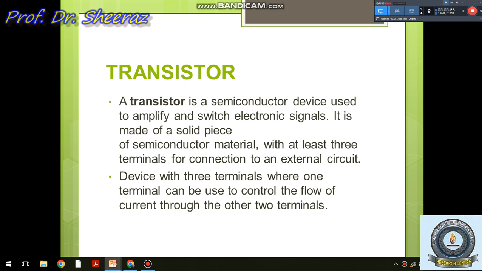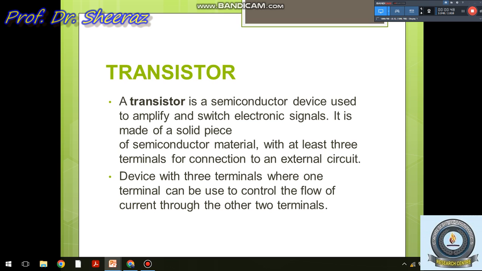circuit. Now, at least 3 means that minimum there are 3 legs which we know as terminals, but they can be more than 3, and we will see in our upcoming lectures what are the names of those transistors which have more than 3, that is 4, 5 or even 6 terminals or legs.